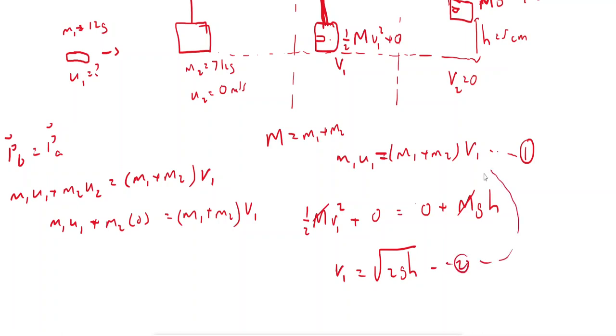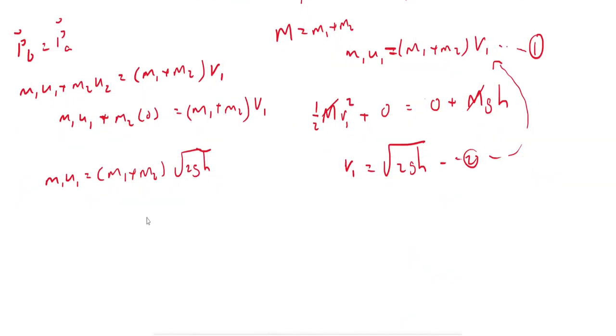This equation 2 is going to be substituted here. When you do that, you get that M1 U1 is equal to M1 plus M2, times the square root of 2GH. So you have everything here. Now you can find U1. That's what you're looking for. It's just going to be M1 plus M2 over M1, multiplied by the square root of 2GH. Then you substitute everything there.